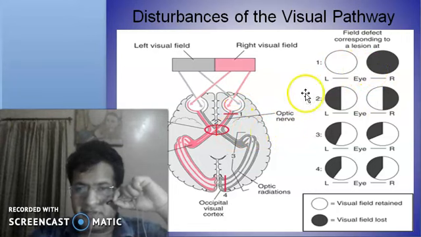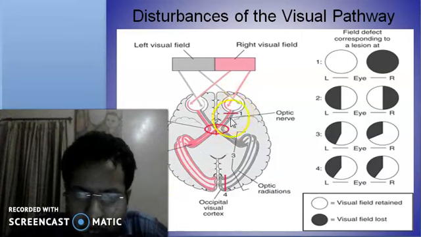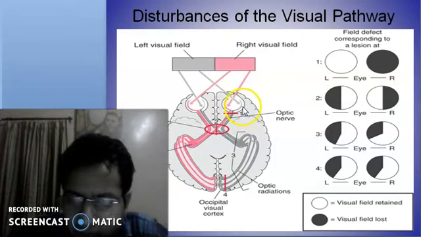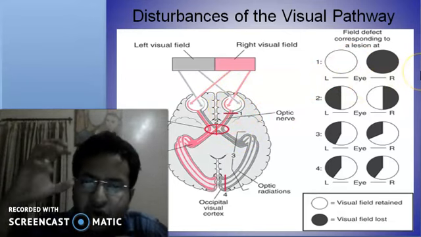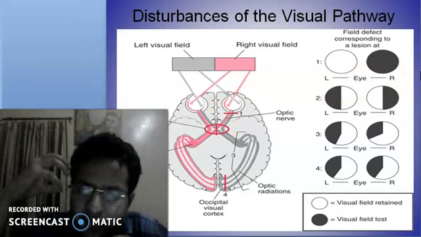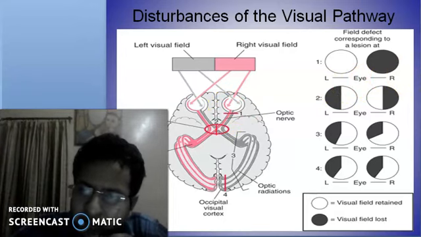So, if the lesion is in the optic nerve, when the lesion involves the optic nerve, for example of the right eye, all of the visual fibers which are going to the brain are disrupted, so the total vision loss will be there in the right eye.